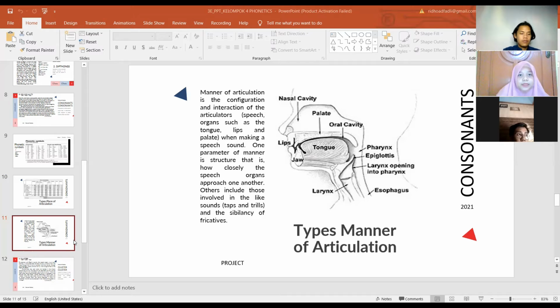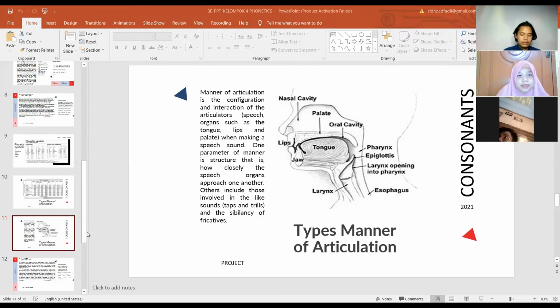There are example types of manner of articulation, such as 1. Plosive is a sound produced by closing the air cavity completely. For example, P and B. 2. Affricate is a sound that resembles a plosive, but the separation of the articulator organs is not carried out too quickly. For example, the sounds in chain and jump.